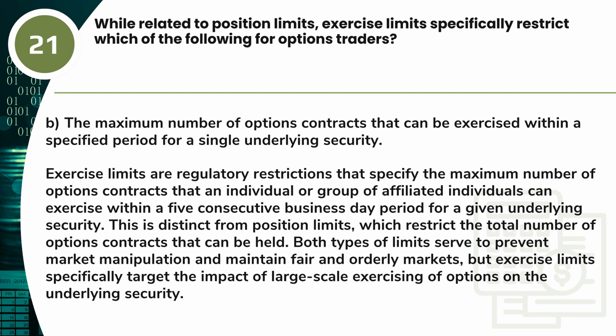Answer B. The maximum number of options contracts that can be exercised within a specified period for a single underlying security. Explanation. Exercise limits are regulatory restrictions that specify the maximum number of options contracts that an individual or group of affiliated individuals can exercise within a 5 consecutive business day period for a given underlying security. This is distinct from position limits, which restrict the total number of options contracts that can be held. Both types of limits serve to prevent market manipulation and maintain fair and orderly markets, but exercise limits specifically target the impact of large-scale exercising of options on the underlying security.